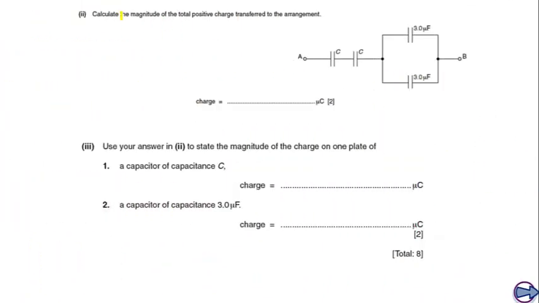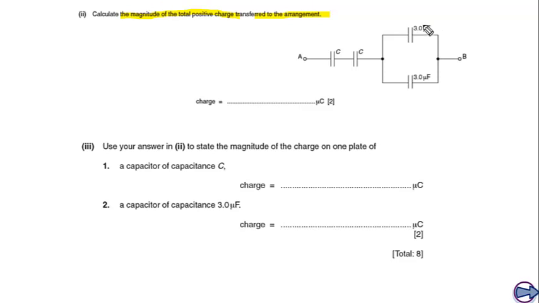For part B2, we need to find the magnitude of total positive charge transferred to the arrangements. It simply means that we need to find the total charge on the positive plate of the capacitor. When we talk about the charge on a capacitor, we always talk about positive charge on the positive plate of the capacitor. So this is a very important point, you need to be quite clear. In this case we need to find the total charge.